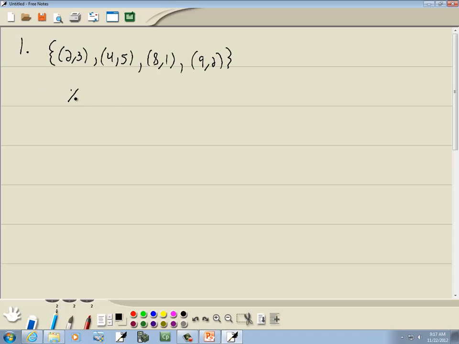Well, I'm going to put my x values here, my y values here. Now I'm going to write them down, and I'm not going to repeat any, and I'll go from smallest to largest. So I got 2, 4, 8, and 9. I'm going to circle them. Different books do maps different ways. Now over on this side, again, I'm going to write down my y values from smallest to largest, not repeating any. So I got 1, 2, 3, and 5.